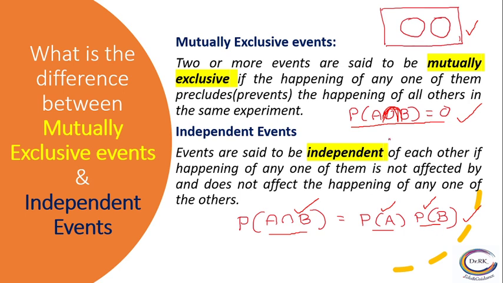What is the rule here? What is the rule here? And if possible, with one or two examples which differentiate between mutually exclusive events and independent events. Okay.